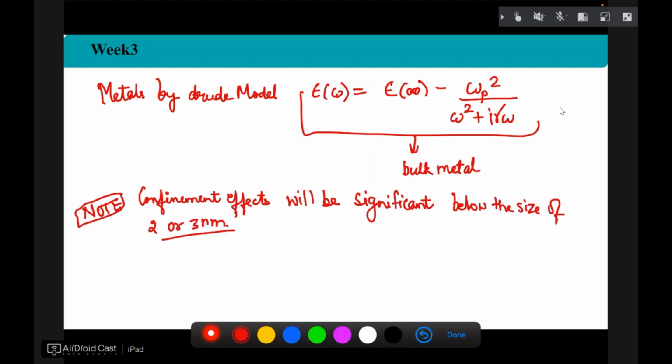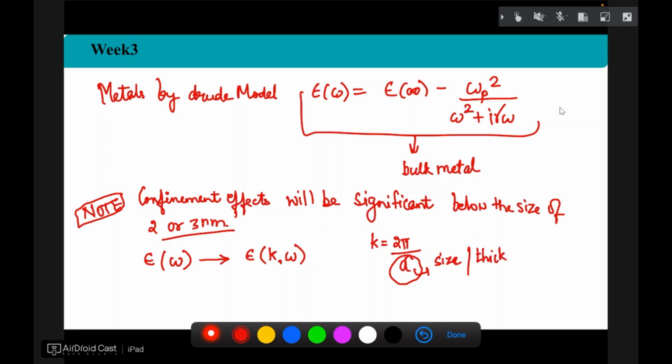Earlier this formula for bulk metal had only the dependency on omega. Now this will have the dependency on k also, the wave vector, k and omega. What is k? k is equal to 2 pi by d, where d represents the size of the particle or thickness of the cell.